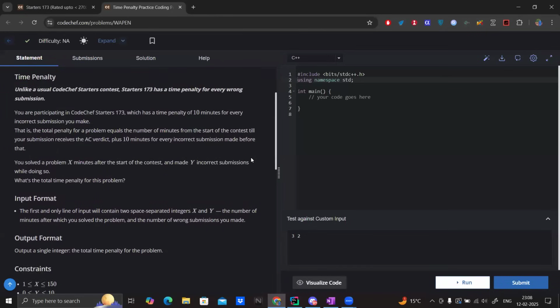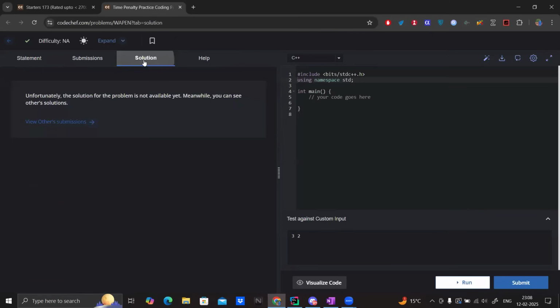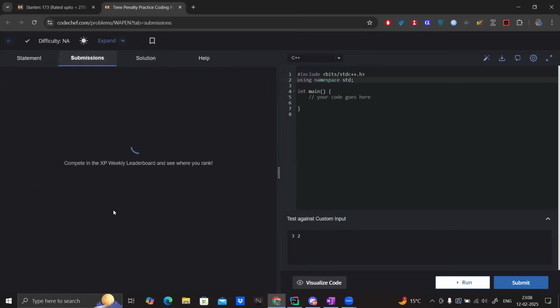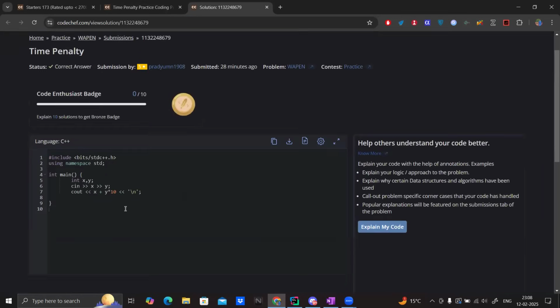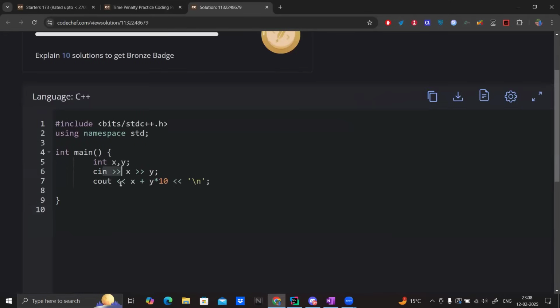So I think that is clear. I'll just show you the code real quick. So I just take the input and print X plus Y into 10.